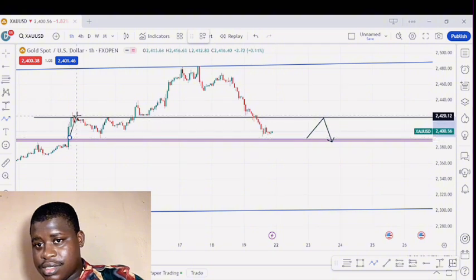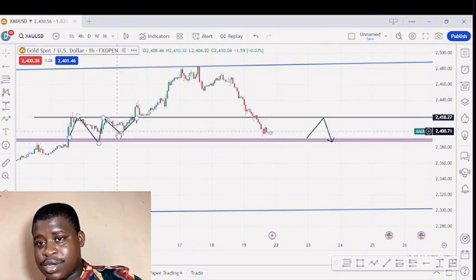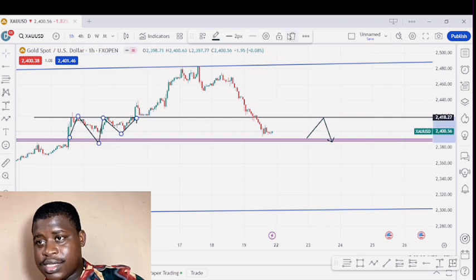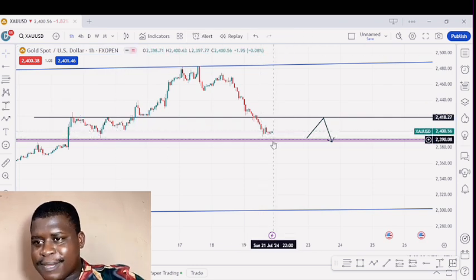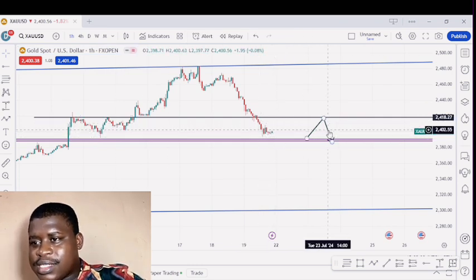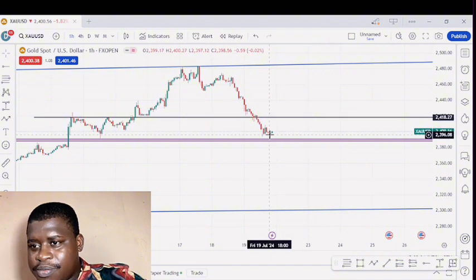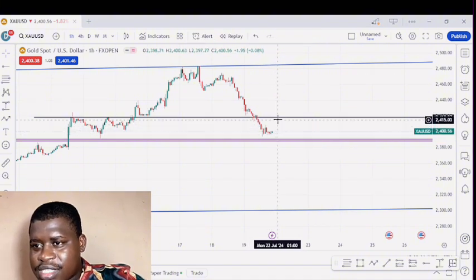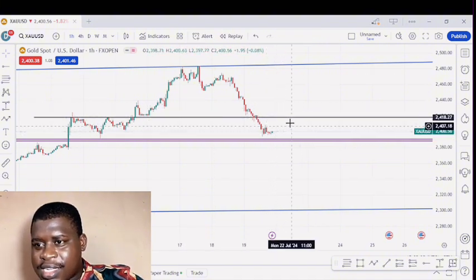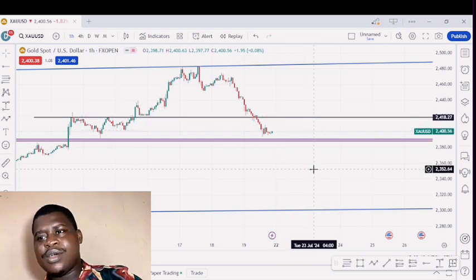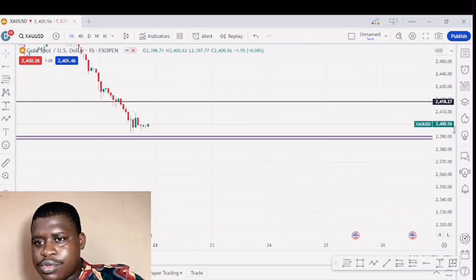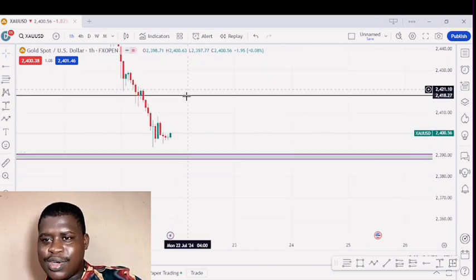See, this was a range before it broke out. Currently the price is here. If the price does move back here, that means it wants to test this line. It's coming back down again. So this market is going up back.